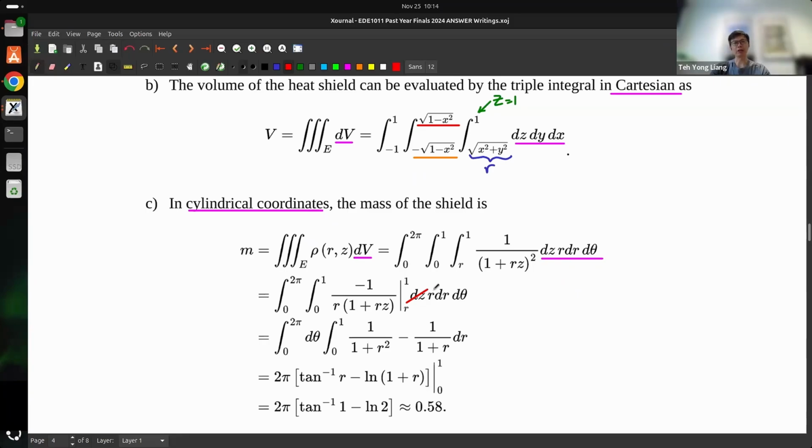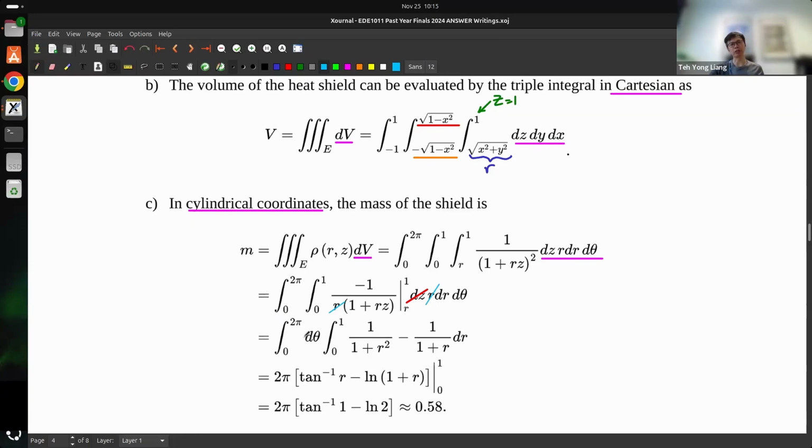But because you have this r here, the r there will cancel off. So this r here will divide away the r here. After you sub in the limits 1 and r, you get this third row. Then after you integrate with respect to r, the first term gives you tangent inverse r, and the second term gives you ln of 1 plus r. Then you sub in limits, then you multiply by 2 pi.